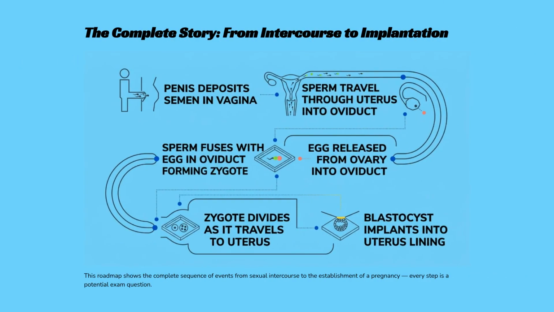This roadmap captures the entire journey, from intercourse and the long swim to the oviduct, the fusion that creates life, the migration back to the uterus, and finally, the vital process of implantation. Understanding this sequence is key to your studies.